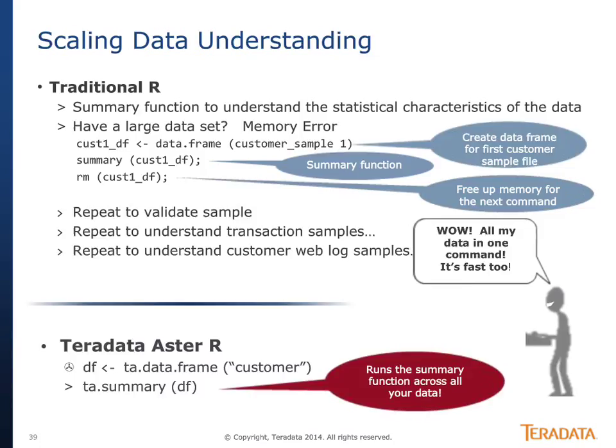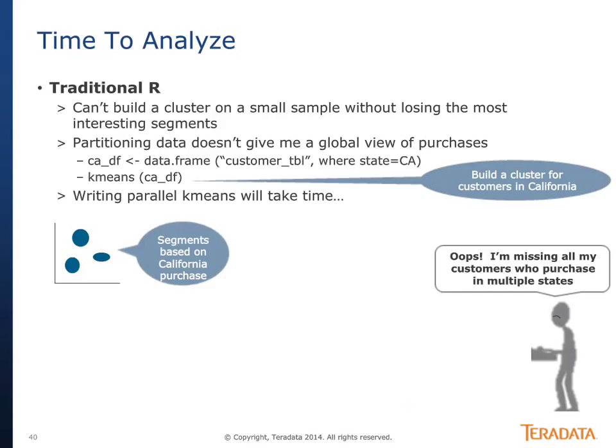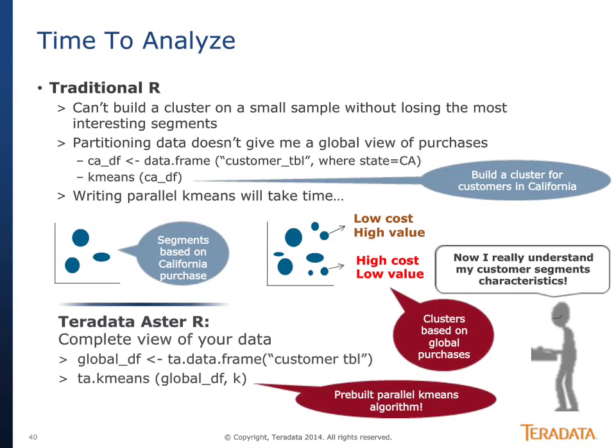When you get to the time to analyze, back to a common scenario, you want to run a cluster analysis. Your data maybe is spread out across nodes by state. So you could run a cluster analysis for just California customers on one node or just Texas on another, but that's not necessarily going to give you the insights that you need, and it would be very difficult to combine those on the back end. You could write your own parallel k-means algorithm, but that's very difficult. Or with Aster R, you can simply call our system parallel k-means algorithm with the data frame. It'll use all of the customers from all of the states and build you one model, which is 90% of the time exactly what people are looking for.